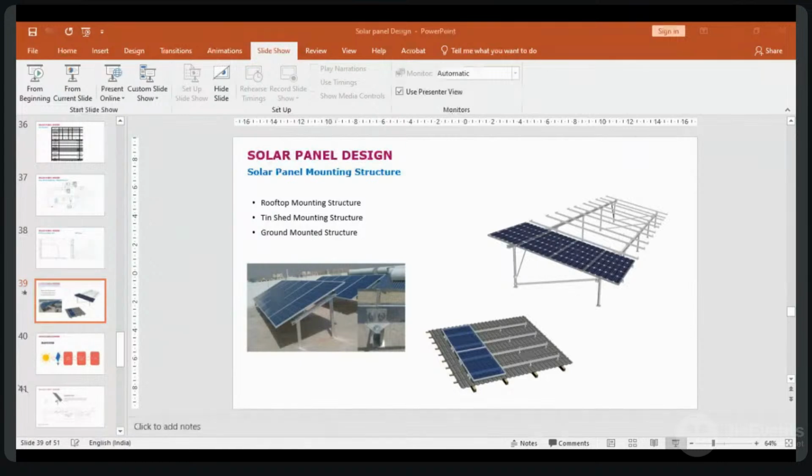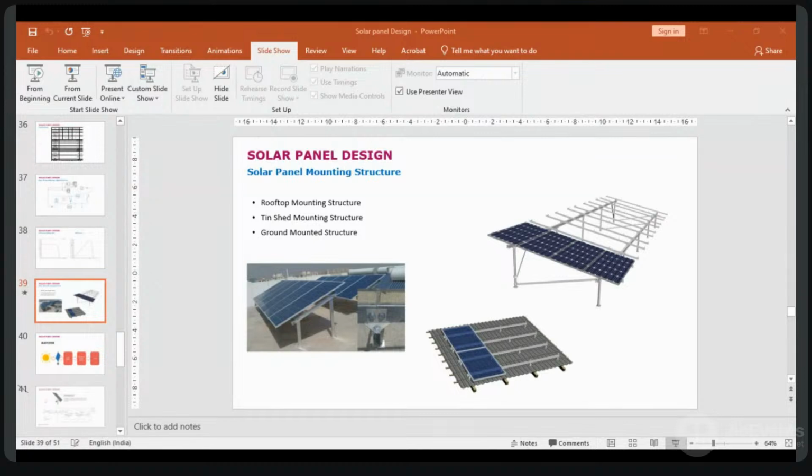Okay, there are three types of solar panel mounting structure: rooftop, tin shed, and ground mounted. Rooftop means generally a flat roof. Before mounting, we need to do the leveling. We should do some of the civil work, then we should start the mounting.